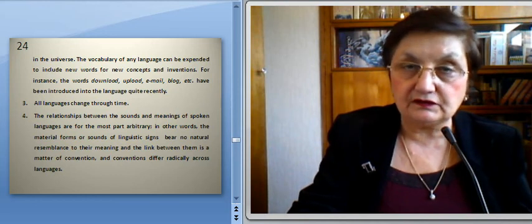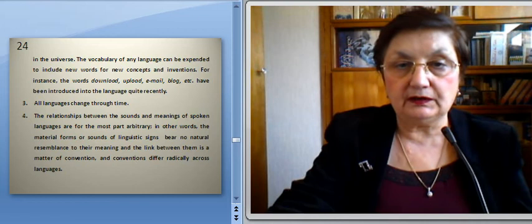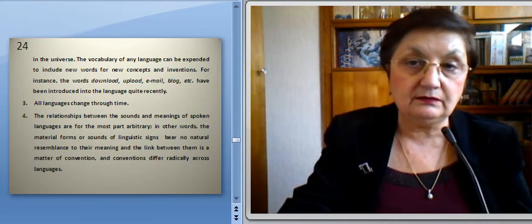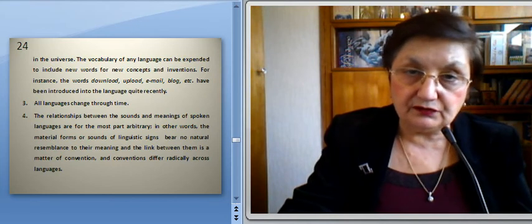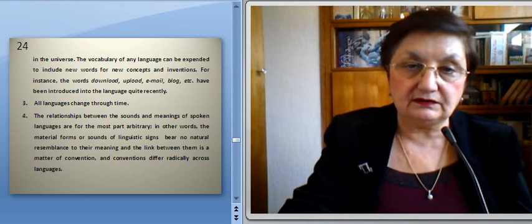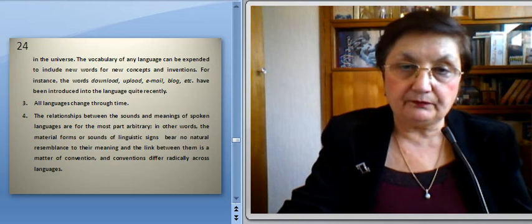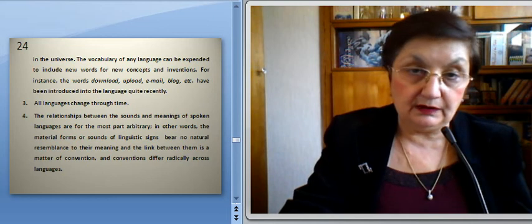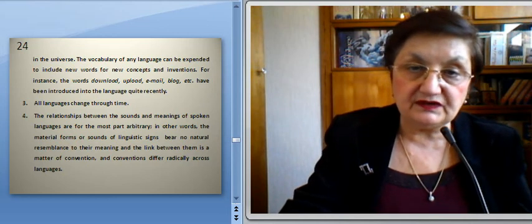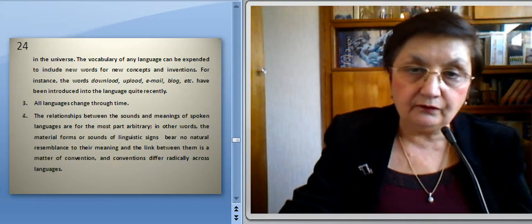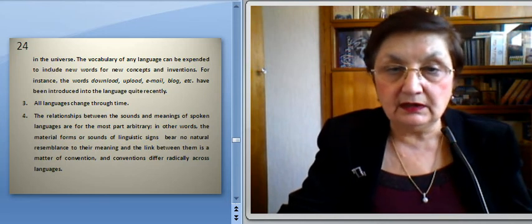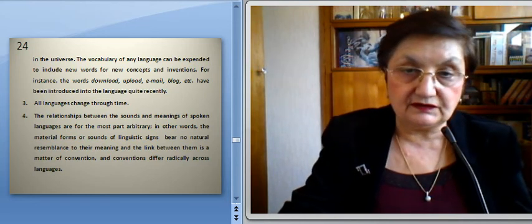Number 3. All languages change through time. Number 4. The relationships between the sounds and the meanings of spoken languages are for the most part arbitrary. In other words, the material forms or sounds of linguistic signs bear no natural resemblance to their meaning, and the link between them is a matter of convention, and conventions differ radically across languages.